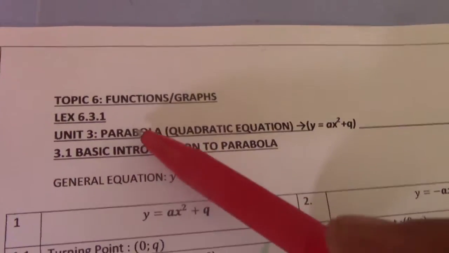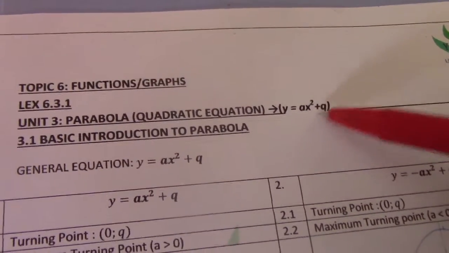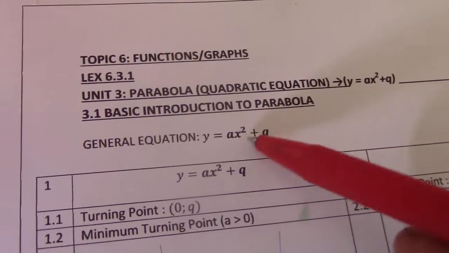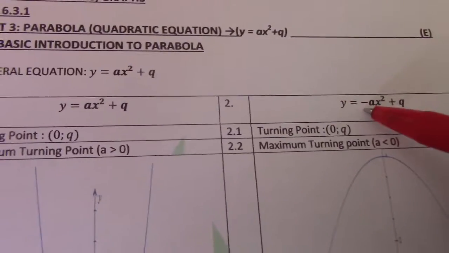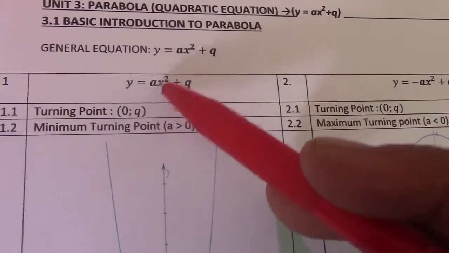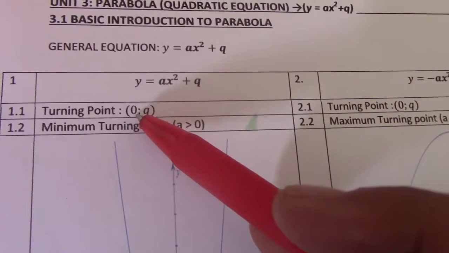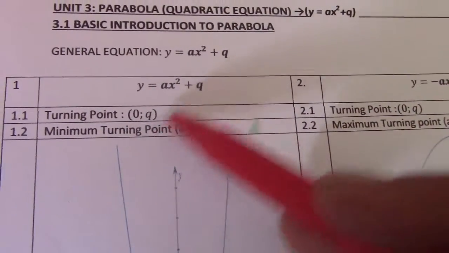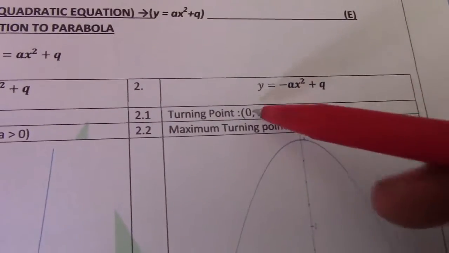Now in this year we're looking at the parabola, and specifically at the parabola given in the form y equals ax squared plus q. Basic introduction to the parabola. The general equation is ax squared plus q. Take note, a can be positive or a can be negative. From this you should know that the turning point in this format has an x value that is always 0 and a y value that is always q. So whatever q goes in there, we get the turning point straight from the equation. Here the turning point still stays (0; q).